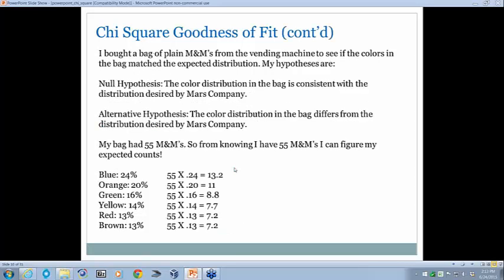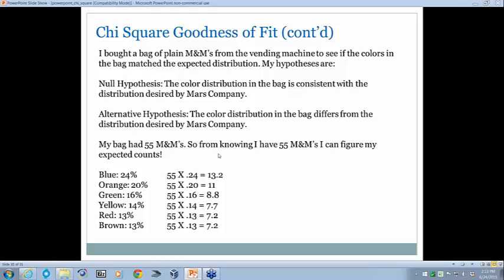So I bought a bag of plain M&Ms from the vending machine down the hall, and I wanted to see if the colors in the bag matched the expected distribution. So I hypothesized the following. My null hypothesis was that the color distribution in the bag is consistent with the distribution desired by Mars. The alternative was that it was different, right? Your null hypothesis is always the one where there's nothing going on, nothing different, everything's equal, right? Your alternative usually is the one that you're actually interested in. You're thinking, wow, is my bag different, right?